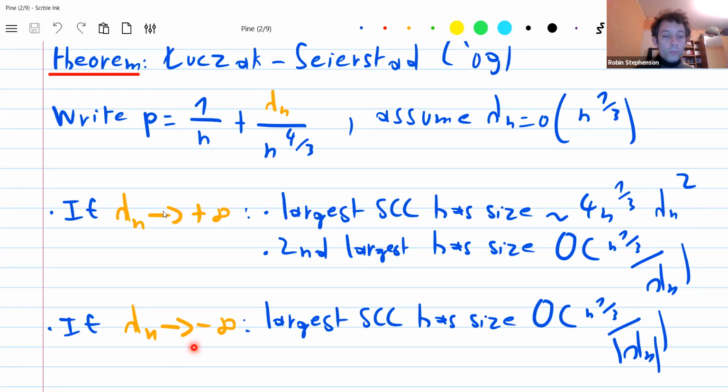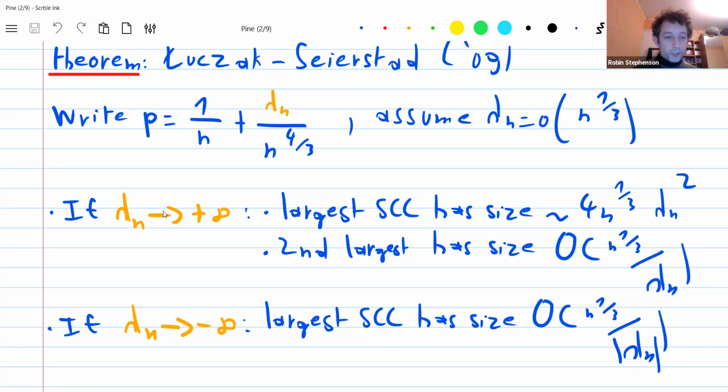Meanwhile, in the almost subcritical phase, the largest strongly connected component is rather small. It's the same thing as I had above, but now we need to take the absolute value of lambda_n to be sure that we get a positive number inside this big O. So this theorem gives us already some pretty good information of what happens.